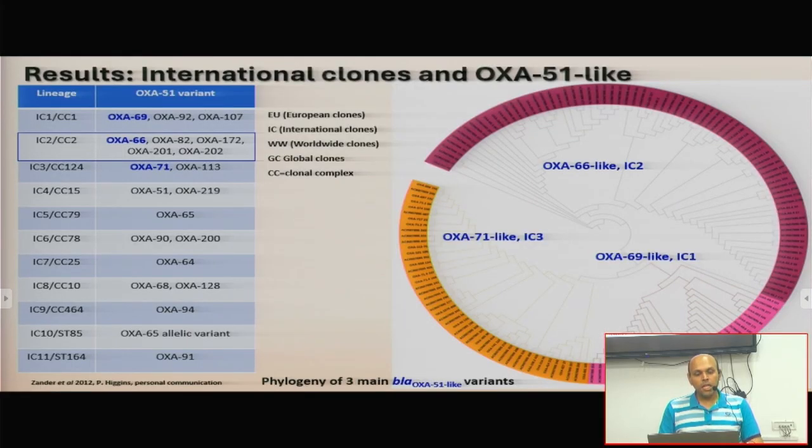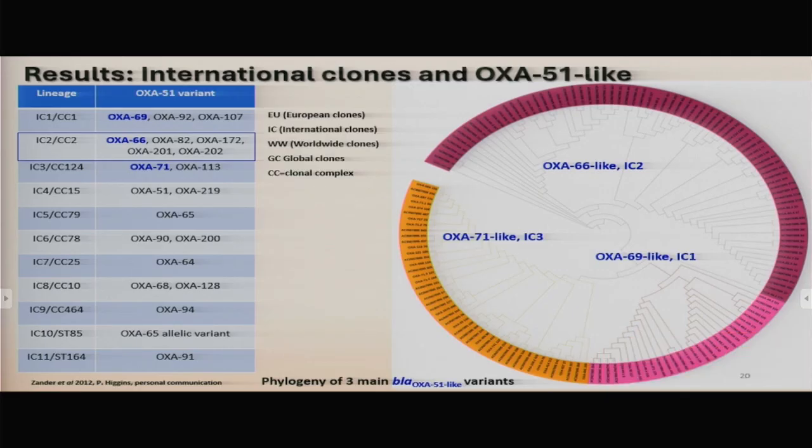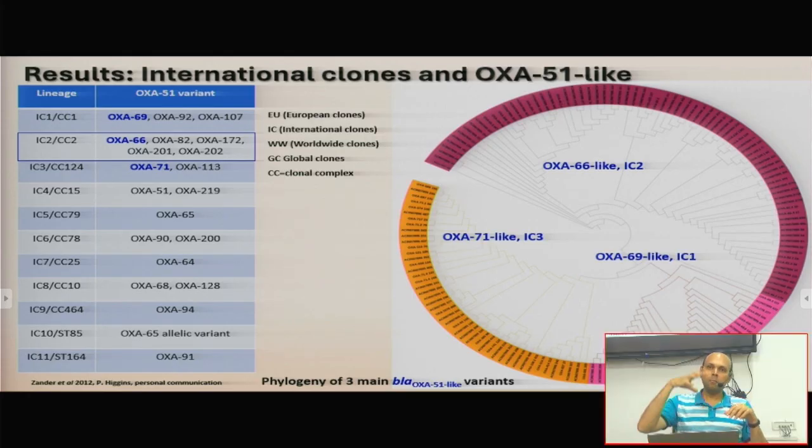So this is highlighting international clones and OXA-51 like genes associated with them. Just to clarify, international clones are also classified as European clones, worldwide clones, global clones. It is the same thing. And clonal complex, if I say, then it is like an umbrella. This is a clonal complex on top. And under the clonal complex, you have got different strains that are there. They are grouped together, so they are epidemiologically linked.